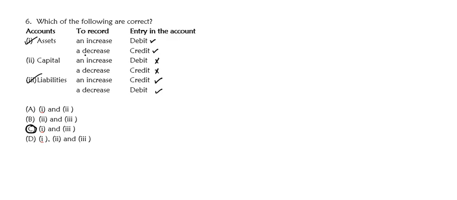Assets increase with a debit entry in the account, and the credit entry decreases the asset account. Then for the liabilities, they increase with a credit entry, and the debit entry decreases the liability account.